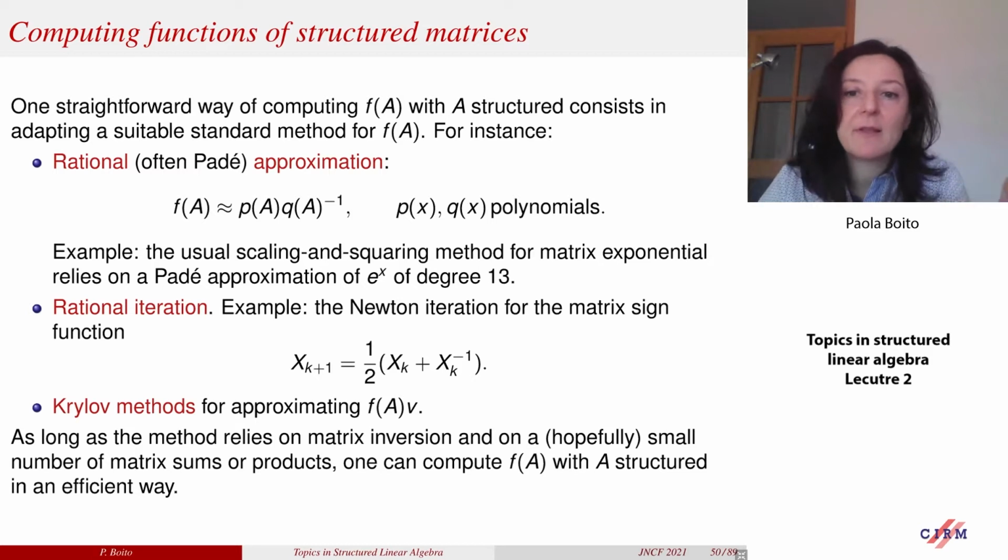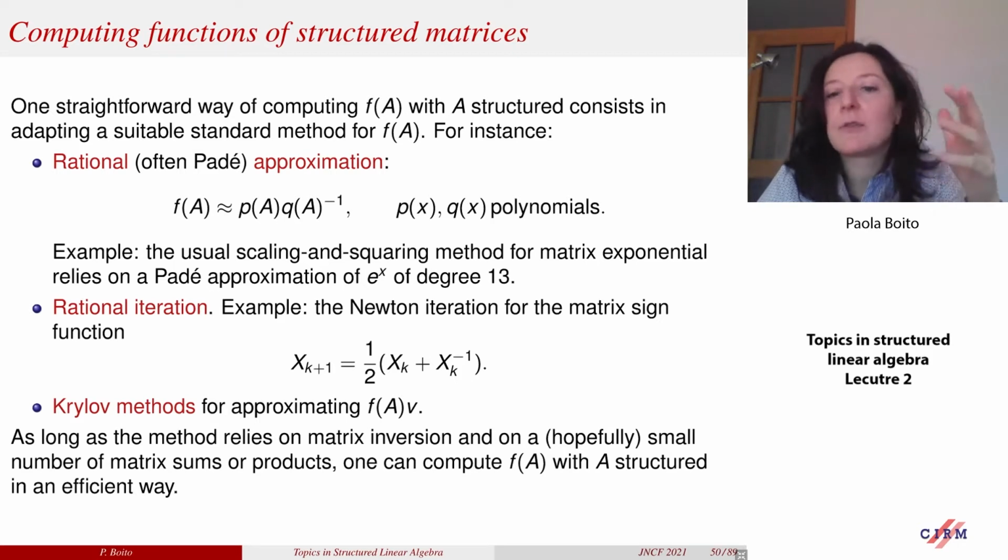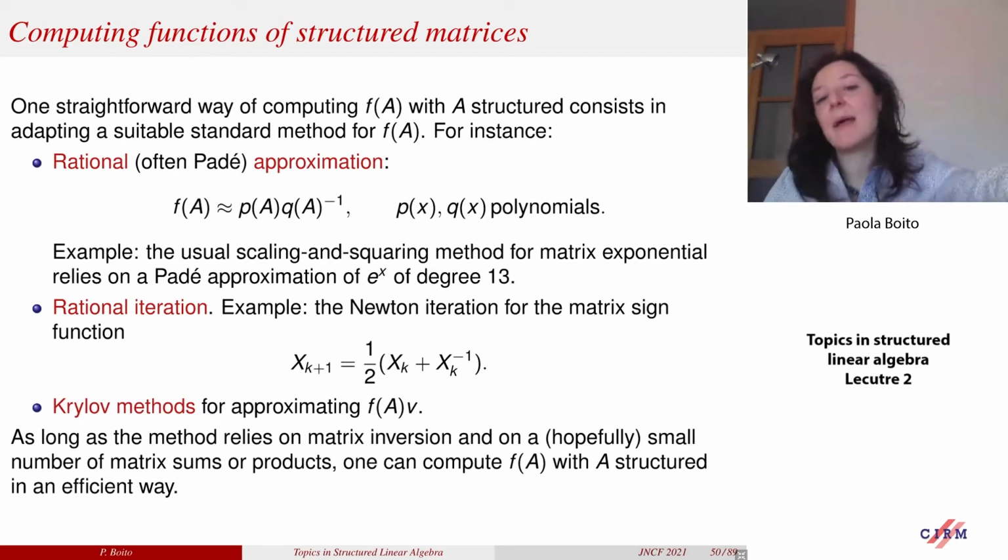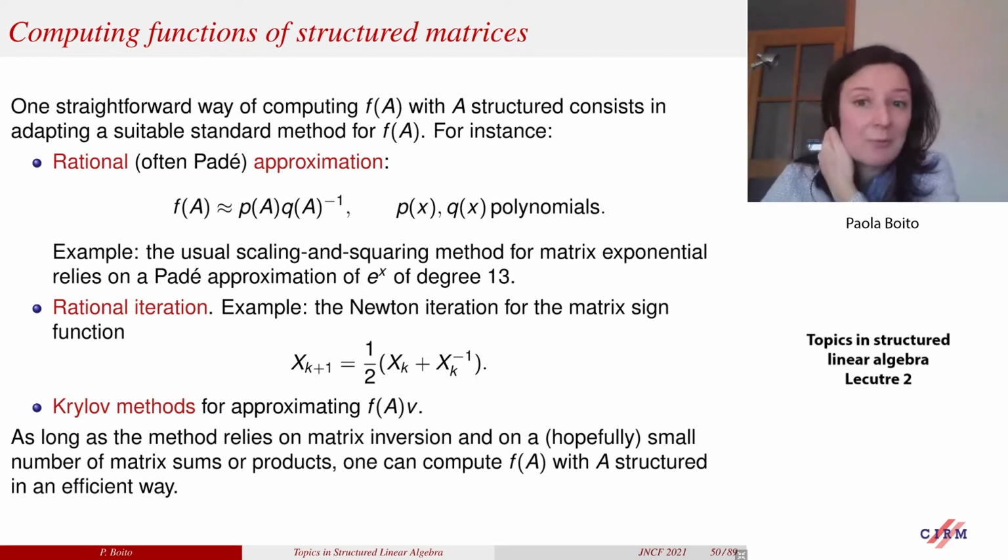In practice, there are families of rational approximations available for the exponential function, and the best suited one turns out to be a rational approximation with degree 13. And then we scale back the matrix to the norm it's supposed to have.